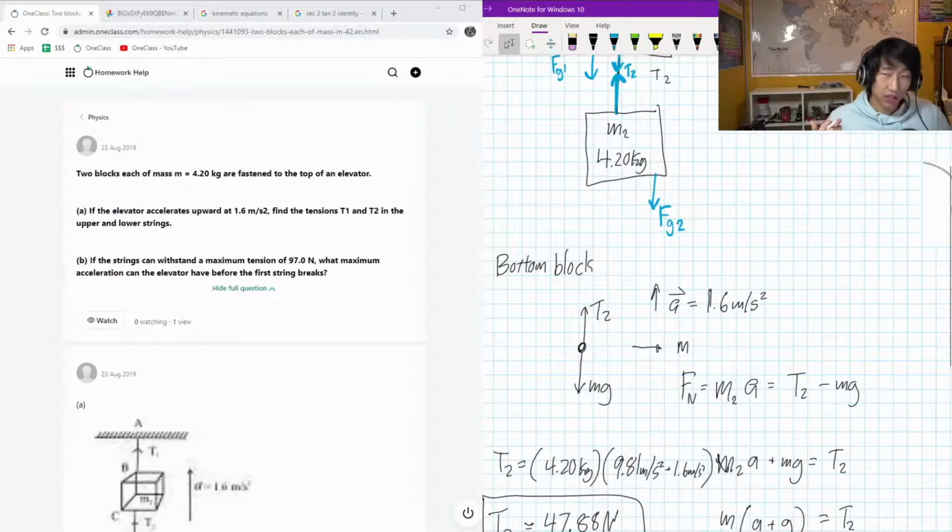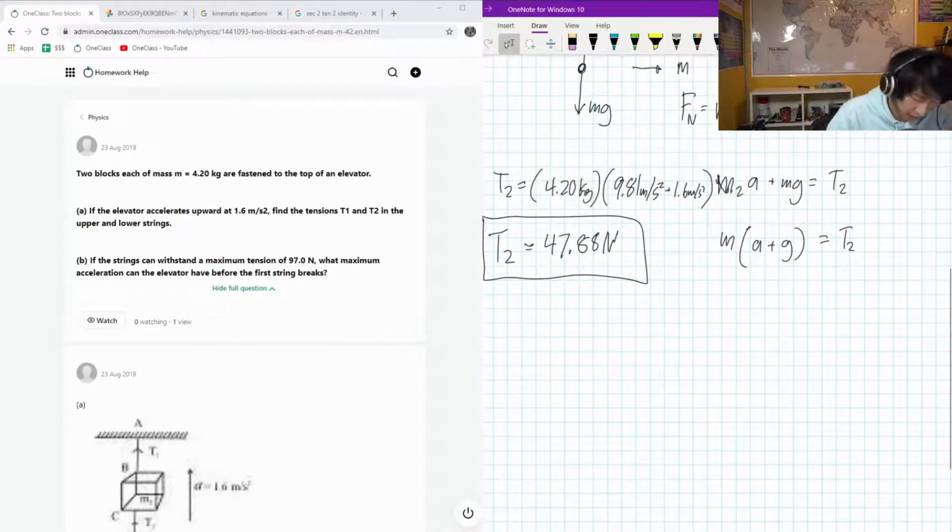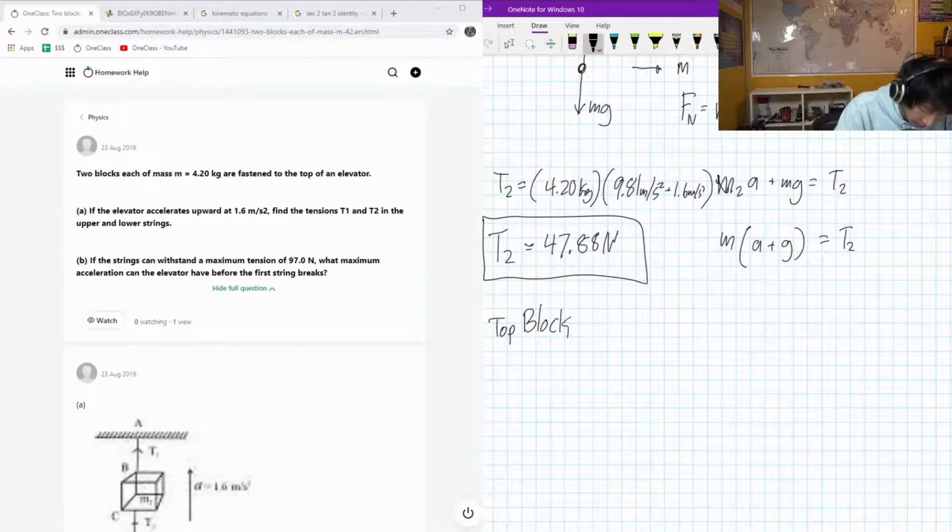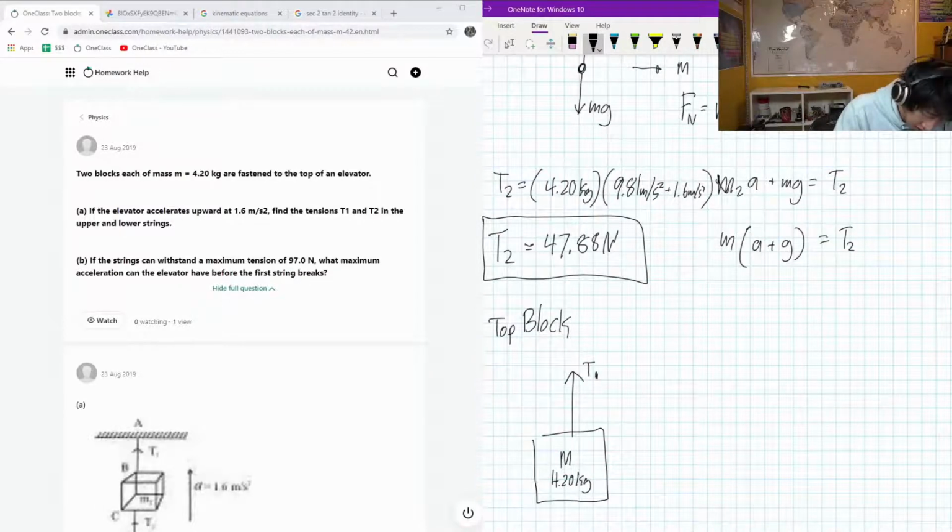Okay, now that tension T2 is also going to be felt at the bottom of T1. That's why we decided to go with T2 before we went for T1. So now let's talk about the top block. On the top block, we have the upwards tension, we have the mass, and that's 4.20 kilograms. We have the force of gravity, mg, and tension 2.